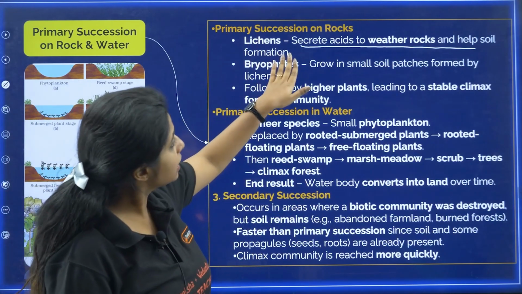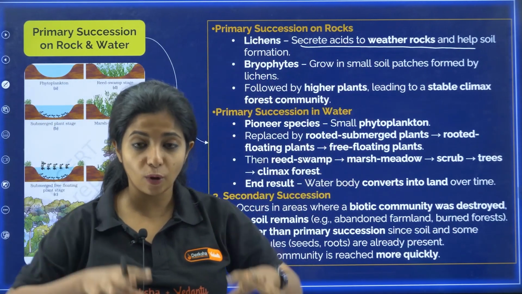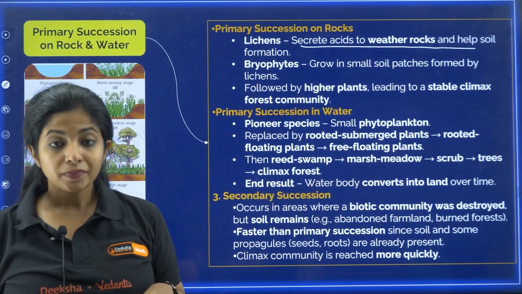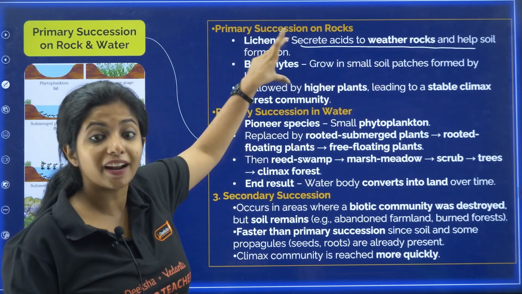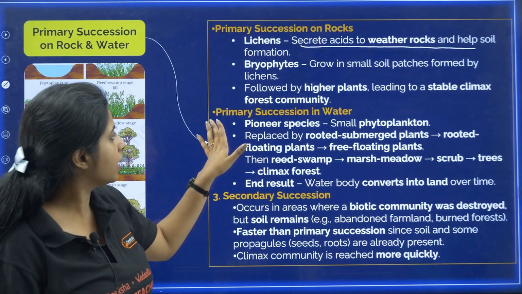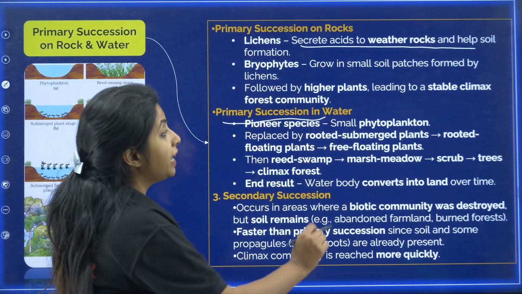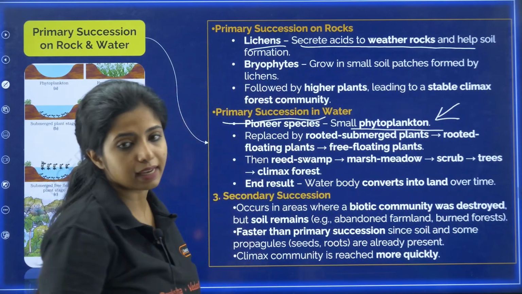So anyways, lichens secrete what? Acids to weather rocks and help soil formation, and then bryophytes come in and then the higher plants come in, making a stable climax community. So primary succession happening on the rock, for example, this is in the xeric area. Then dry to a moderate water condition. Now getting ahead, primary succession in water. So pioneer species are what? Phytoplanktons. Over here the pioneer species is phytoplanktons. Over here it was lichens.